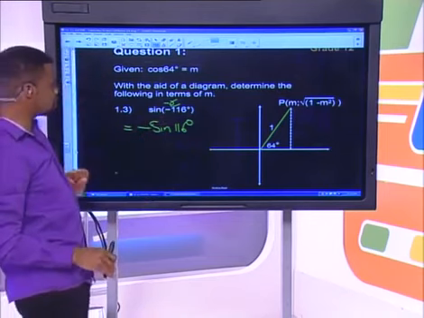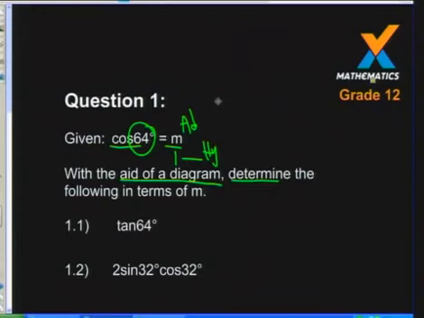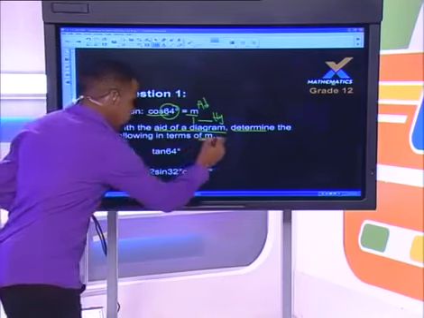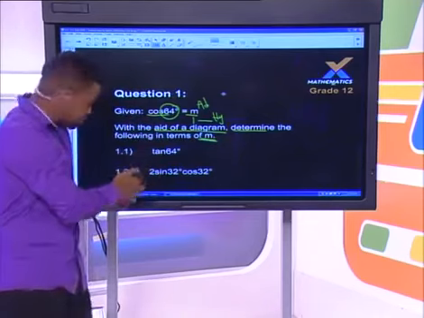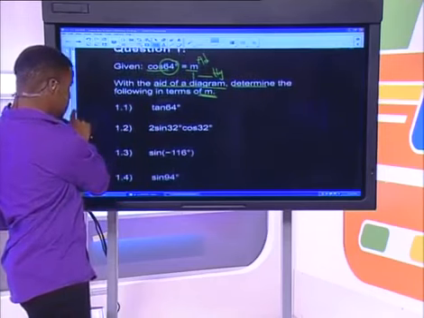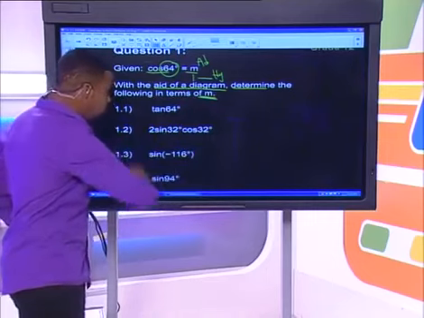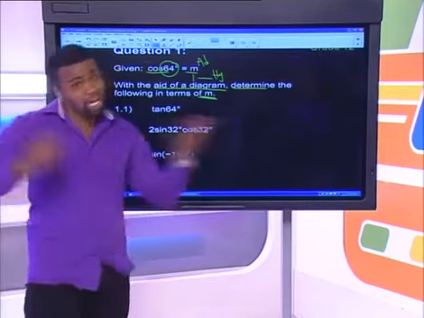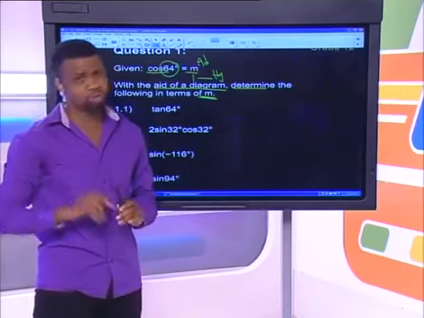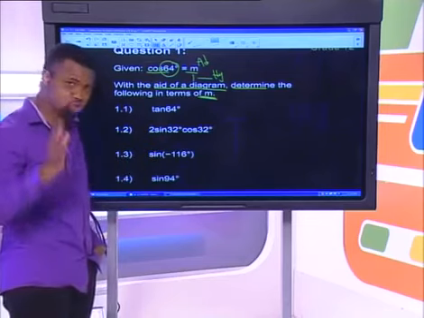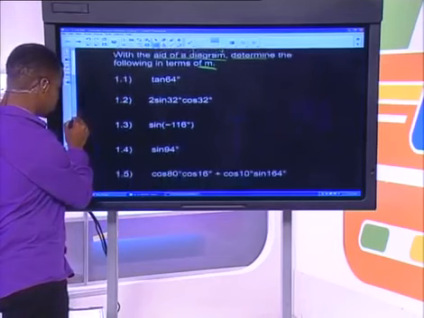So I have 1, determine the following in terms of m. With the aid of the diagram, we need a diagram. Very important. Let's look at the problems. This is the problem we have. We have to determine this with the aid of a diagram. Can I take these problems and put them on a calculator? Yes, I can do that. But is that correct? No, it's not correct. I can take 64 and put it in the calculator, but that's incorrect. That's wrong. Let's look how we can solve this, guys.